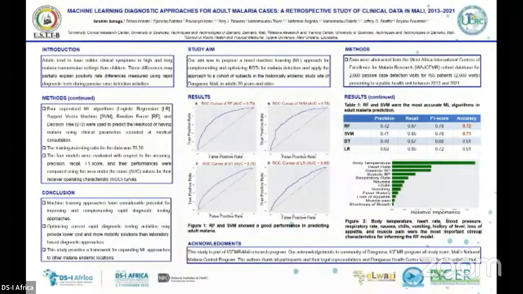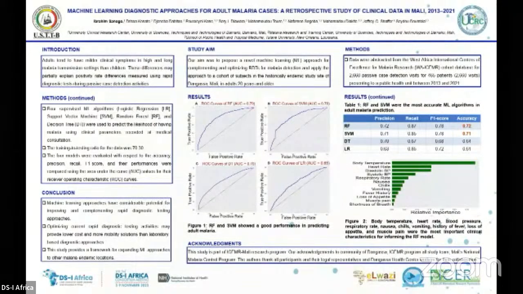Today, it's my pleasure to be here and talk to you about machine learning diagnostic approaches for adult malaria cases. This is a retrospective study of clinical data in Mali from 2013 to 2021.